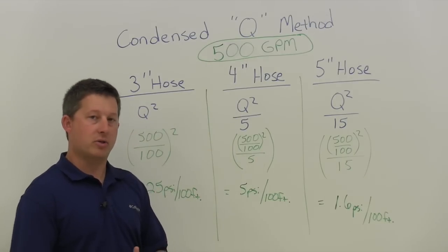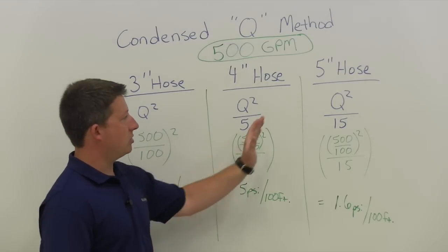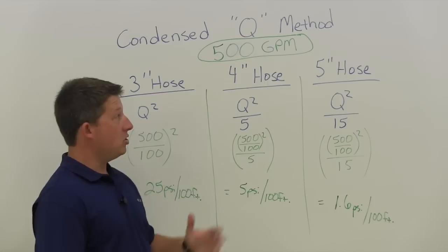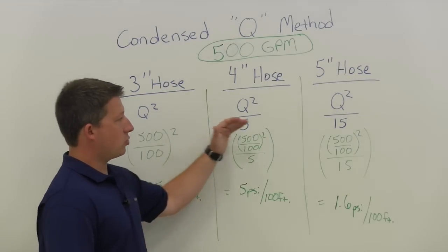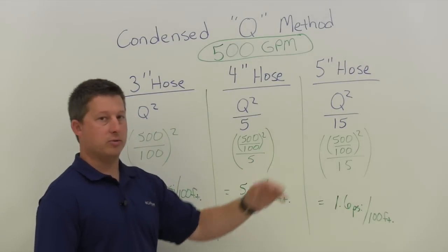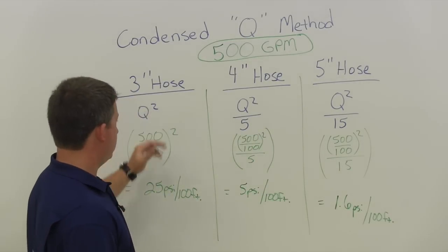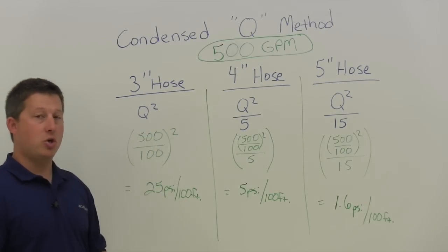We're going to calculate how much friction loss is in each hose that's flowing 500 gallons per minute. You can insert any GPM that you want into the equation. You just work the given equation for each hose. So the first one's going to be for 3-inch hose. 3-inch hose is just Q squared.